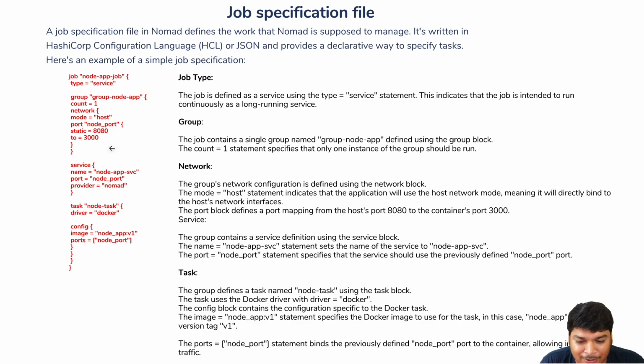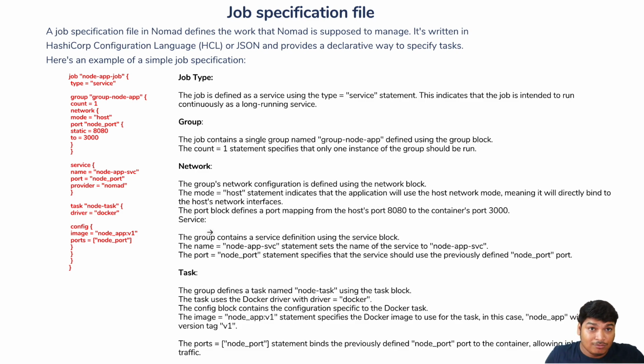Okay, then the group contains a service definition using the service block. You can see the name of the service, that is, in the service block we're discussing here, the name is equal to node app svc. So the service name is node app service. Then the port: we will be reusing the port configuration that we have already specified. That's why you can see the port is equal to node port that you have configured in the network block. Now then the final part, that is the task.